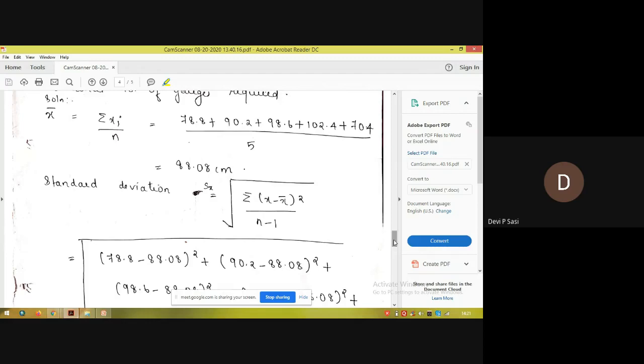X bar, what is it? Sigma x by n. It is obtained in step 1. Now n is given in the question as 5. So n minus 1 means 5 minus 1, it is 4.